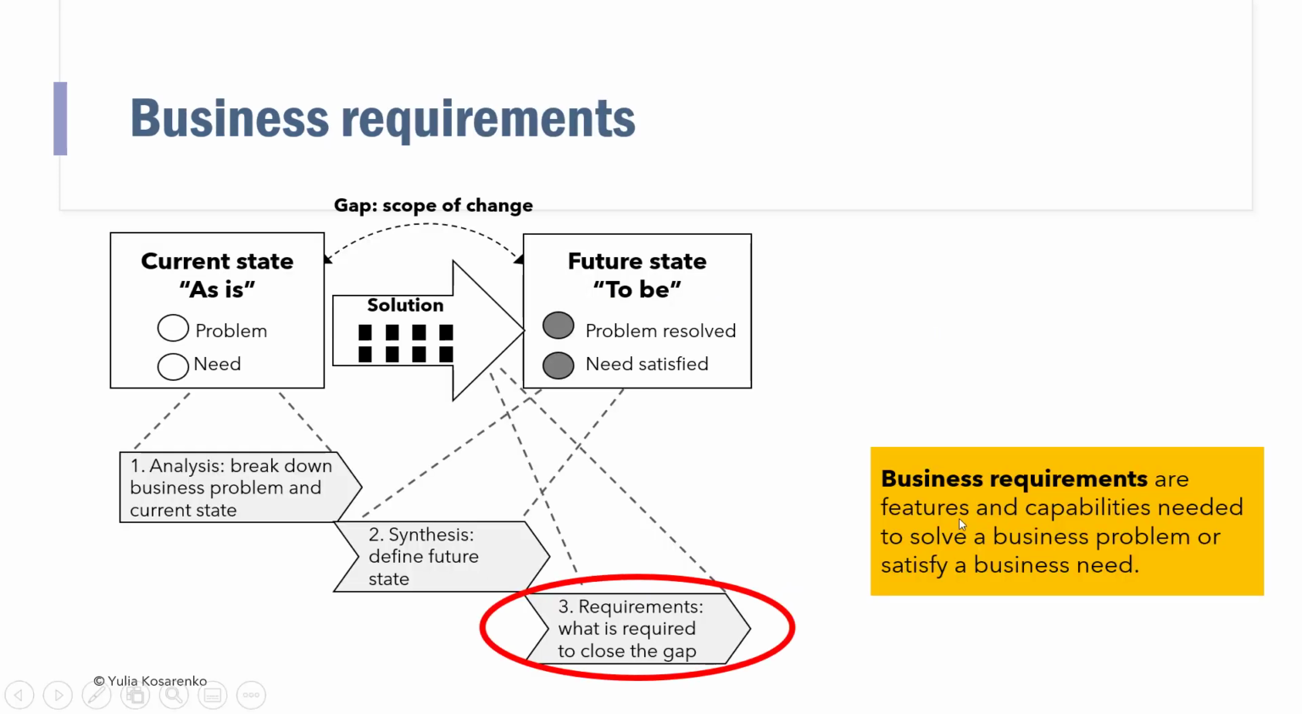So we start with our current state, we analyze, we call it sometimes as-is state, we break it down, we capture it. Then we say, well, where do you want to be? Visualize problem resolved or need satisfied. This is your definition of the future state. And then how do you get from one to another? That's that gap. And the solution will allow us to take us from current state to future state. So requirements are the components of the solution. They're features and capabilities needed to solve a business problem or satisfy a business need. So really, this is one of the products of business analysis.